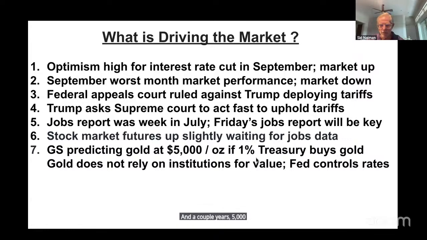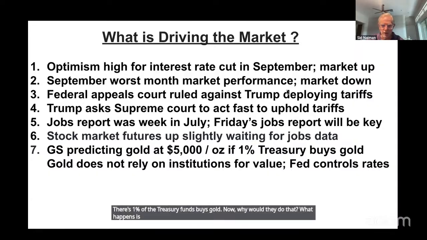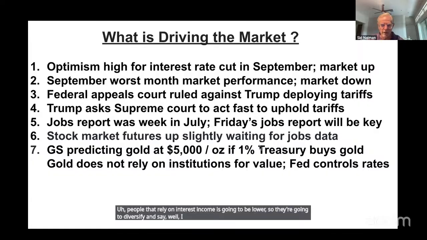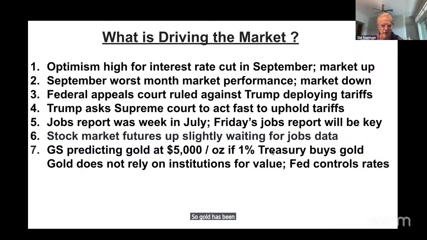If 1% of Treasury funds buys gold. Now, why would they do that? What happens is when interest rates get cut, income for people that rely on interest is going to be lower. So they're going to diversify and say, well, I'm not going to get the income I want out of the interest rates, so I'm going to buy something like gold. So gold has been driving up based on that scenario.